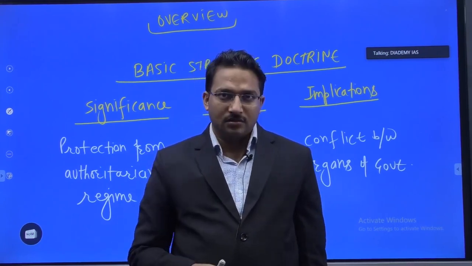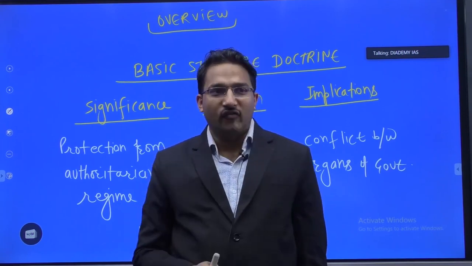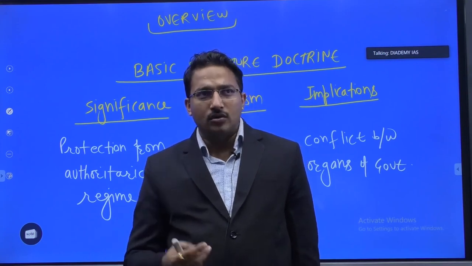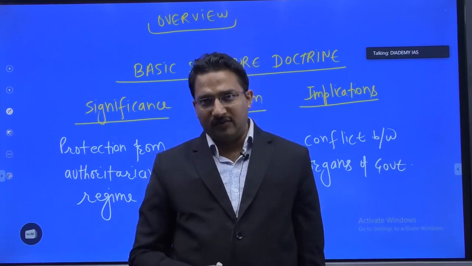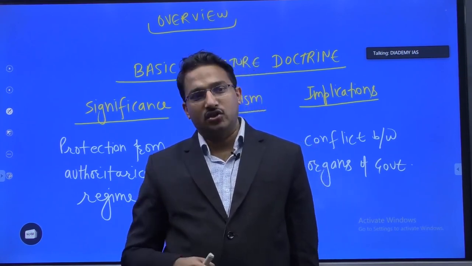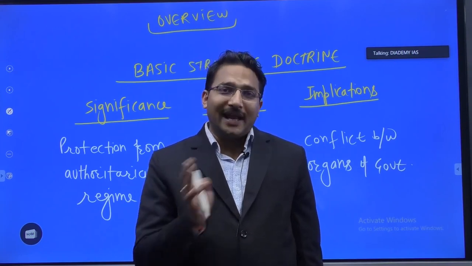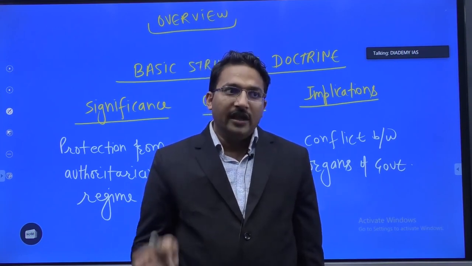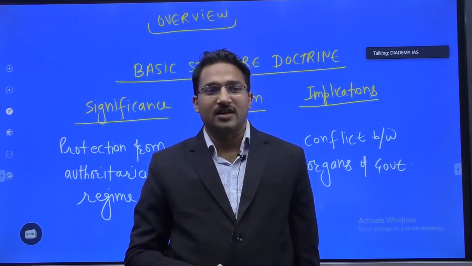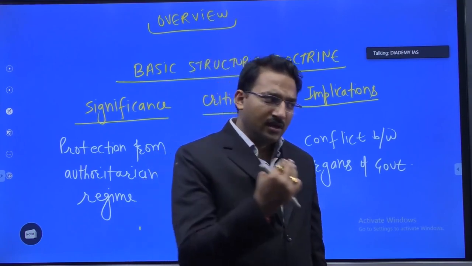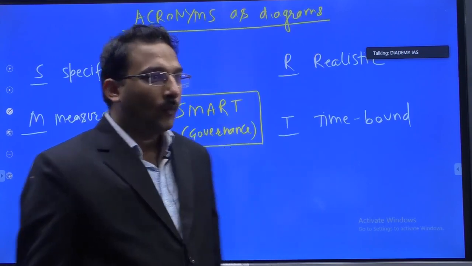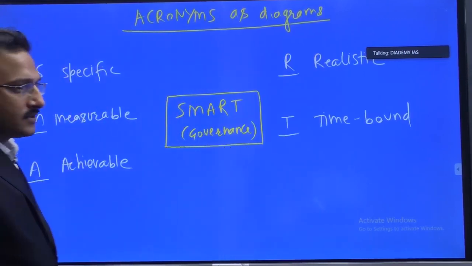Last year there was a question about centralizing tendencies of India, right? And every year there is a question about conflict between judiciary and the executive, conflict between judiciary and the parliament, judicial overreach, all of that. Many times there is a direct question about basic structure. In all those types of questions, you can draw this kind of diagram, the basic structure doctrine. You can use it in the introduction, in the body, and in the conclusion, right? You can use acronyms in the diagrams.